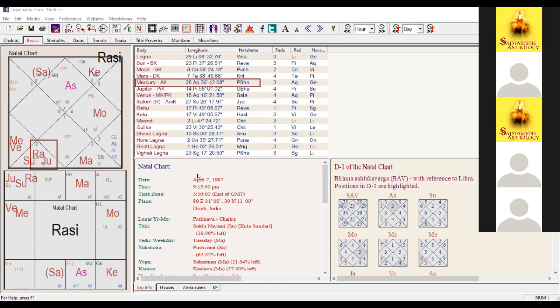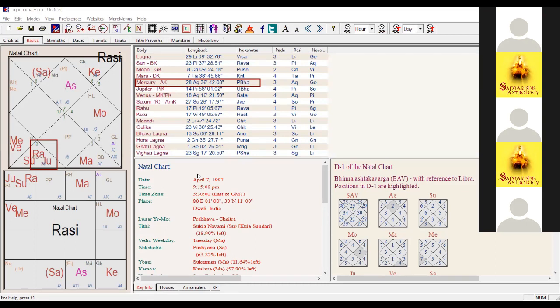Sure, sir. Now the important concept which I want to take in today's class is the divisional chart. Many in this class are not aware of divisional charts and how to use them, although I have given some hint in the last class.